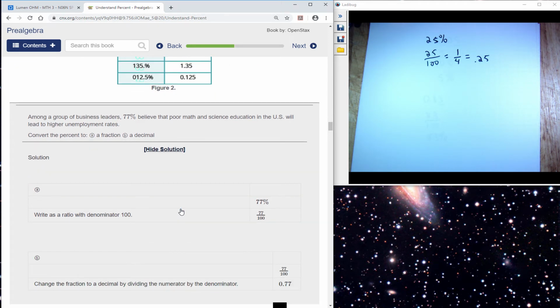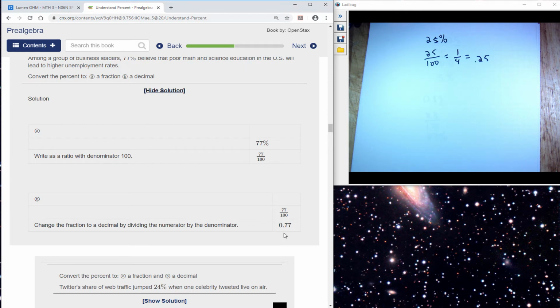This one here, convert the percent to a fraction and then to a decimal. So I have 77% here. I put it over 100, now it's a fraction. Then I divide it out, now it's a decimal.